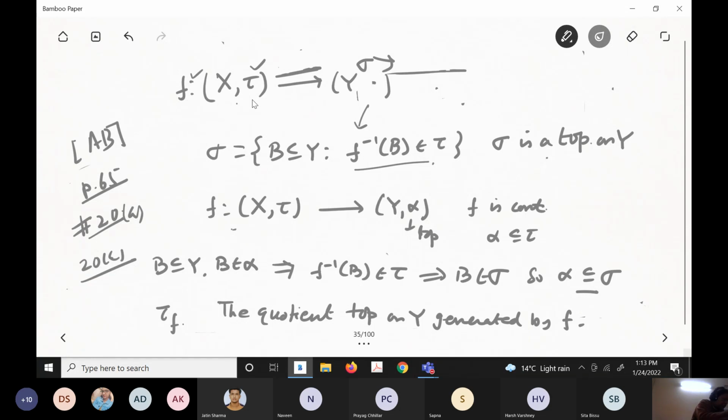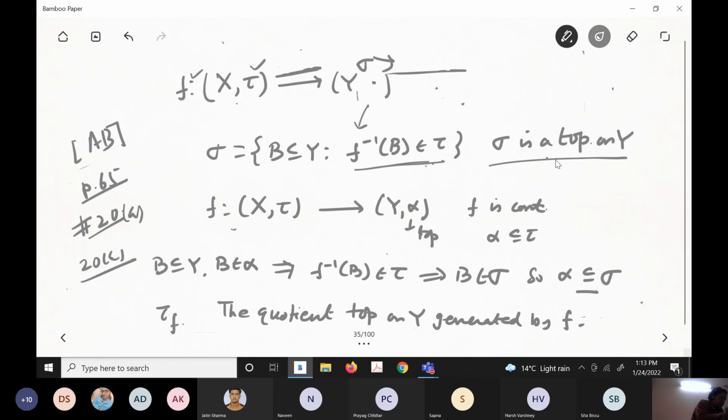Because of the smallest topology, I know the trivial topology. To take sigma equal to this collection, all those V such that F inverse V belongs to tau. Okay, so look, this collection is non-empty; at least Y and phi are there. So this is non-empty, and I'm saying sigma is the topology on Y. That I checked. Okay.